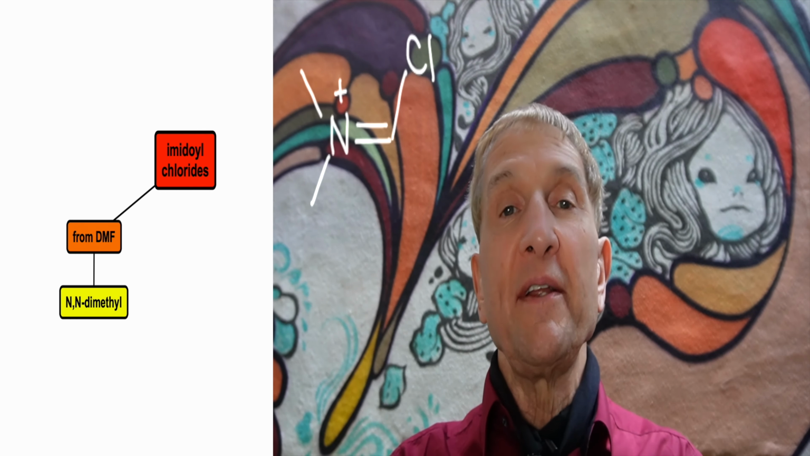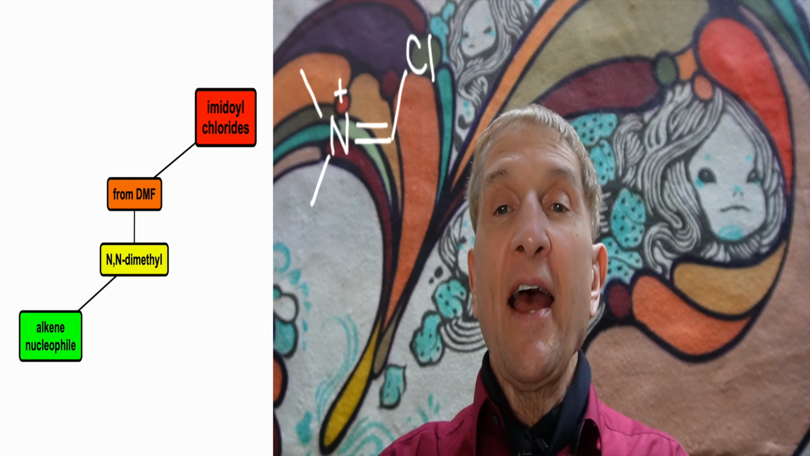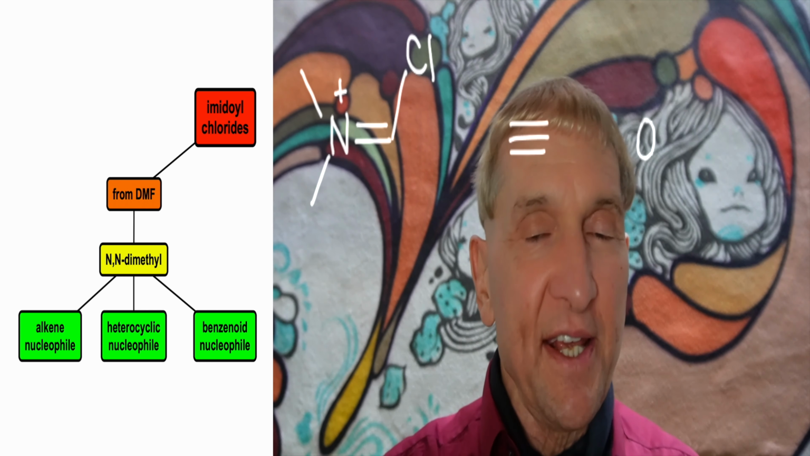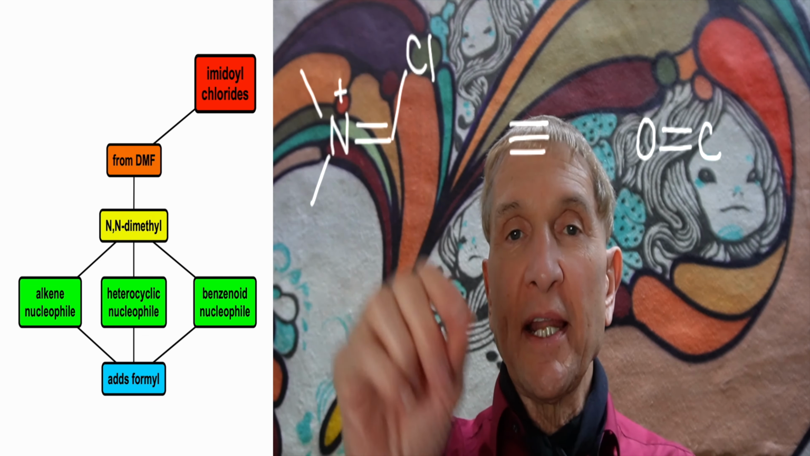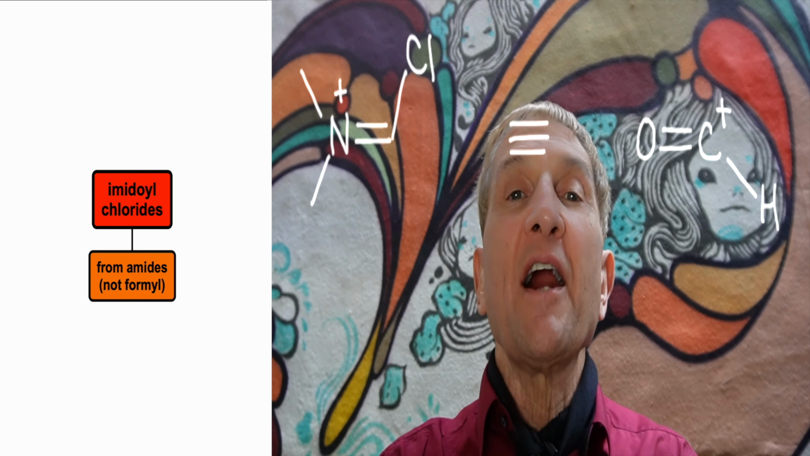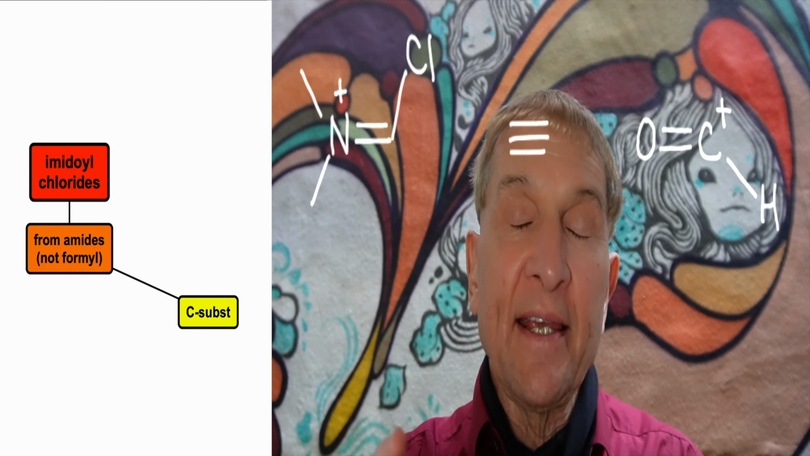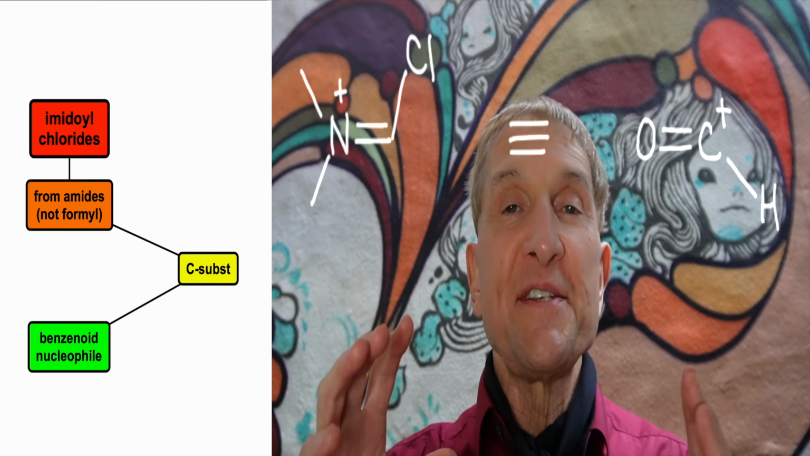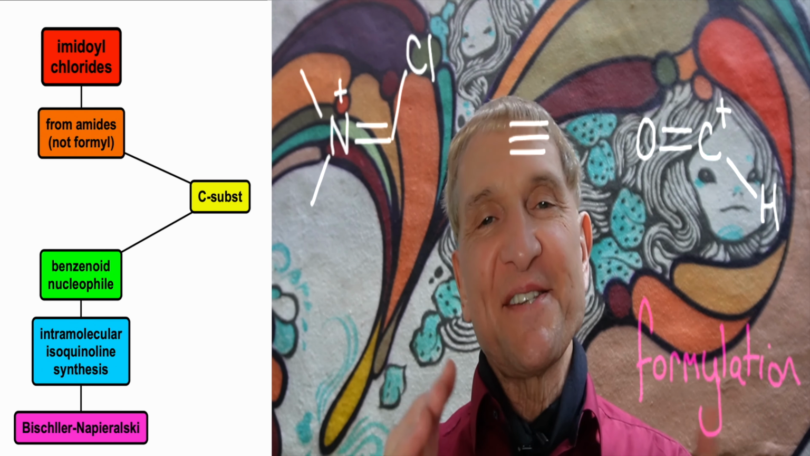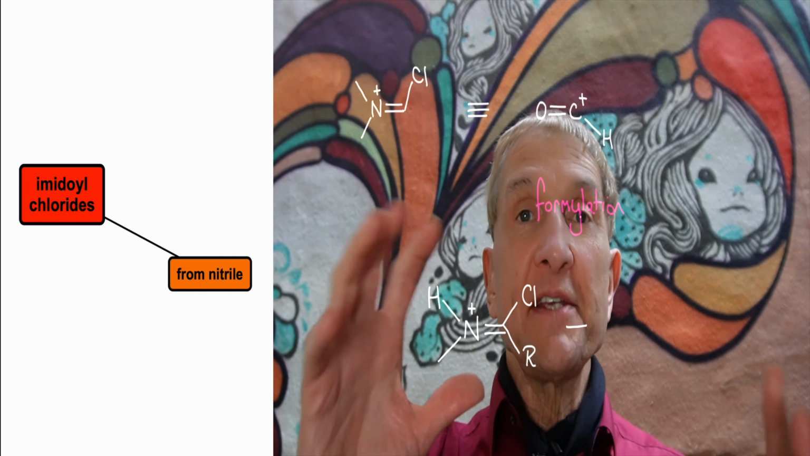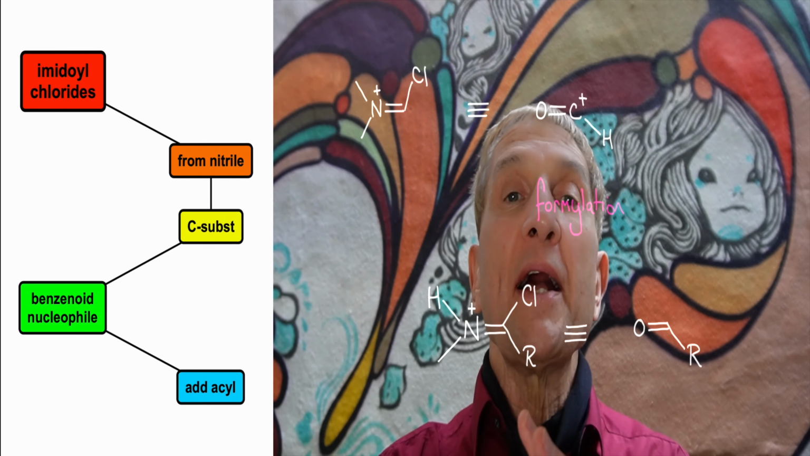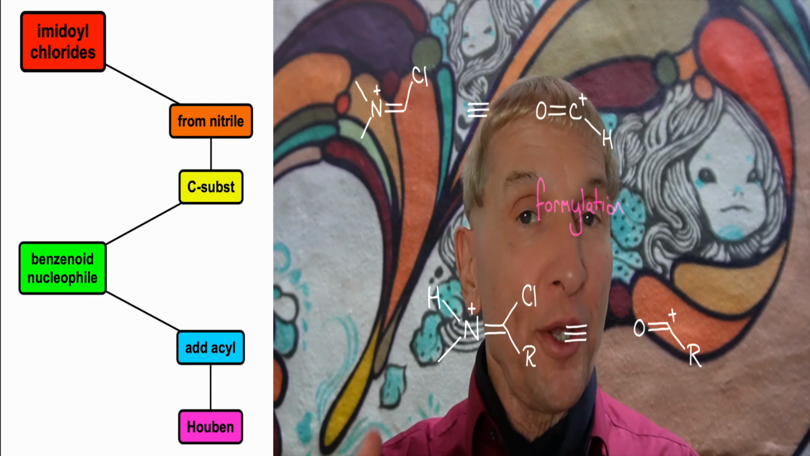For formyl chloride equivalent, Vilsmeier reagent. Adds to benzene compounds, adds to heterocycles, adds to alkenes. If we do that intramolecularly with a C-substituted amide in the right arrangement, we can get isoquinolines. That is the Bischler-Napieralski reaction. If we take these C-substituted imidoyl chlorides and react them with benzene compounds intermolecularly, that's the Houben-Hoesch reaction.